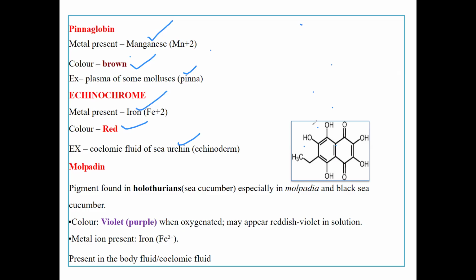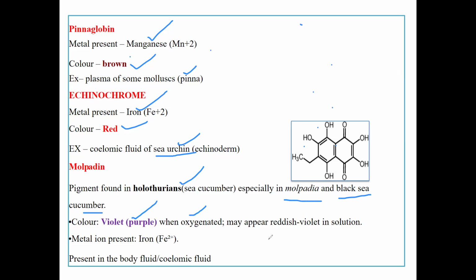Okay, its structure is different from hemoglobin, but still it is red in color due to the presence of iron. Okay, example sea urchin. And molpadin. So here it is seen in sea cucumbers like some holothurians. Example molpadia and some black sea cucumbers. And its color is violet when oxygenated.